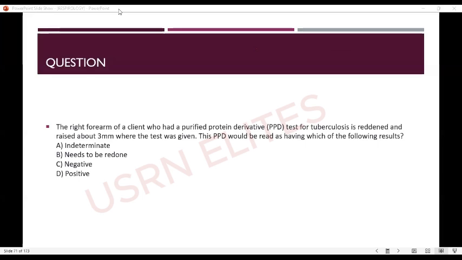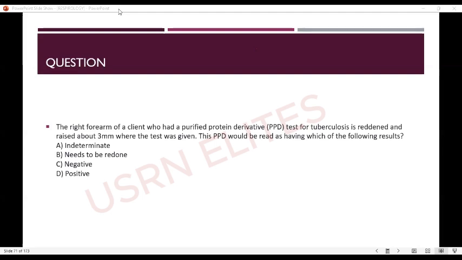Okay. I'm reading. The right forearm of a client who has a purified protein derivative, PPD, test for tuberculosis is reddened and raised about 3 millimeters where the test was given. This PPD could be read as having which of the following results? A, intermediate. B, needs to be redone. C, negative. D, positive.